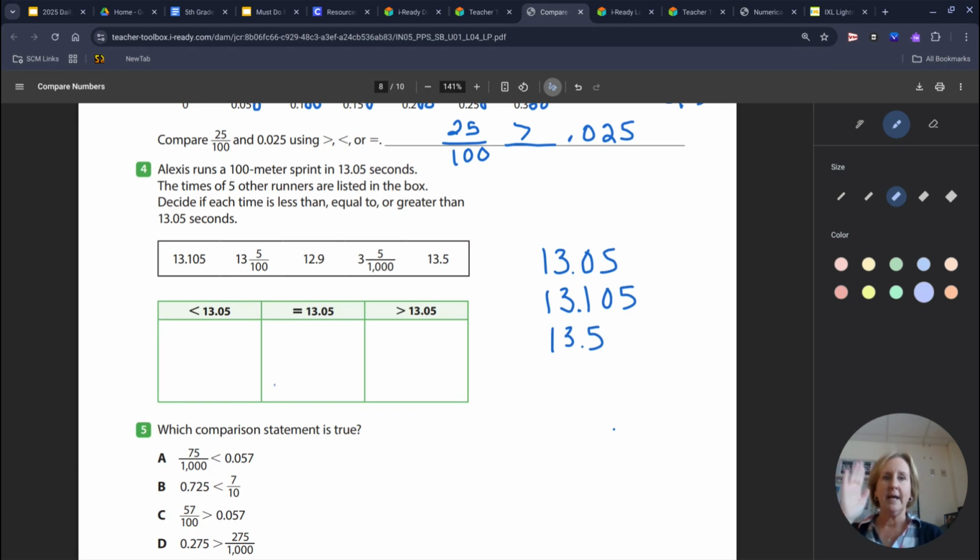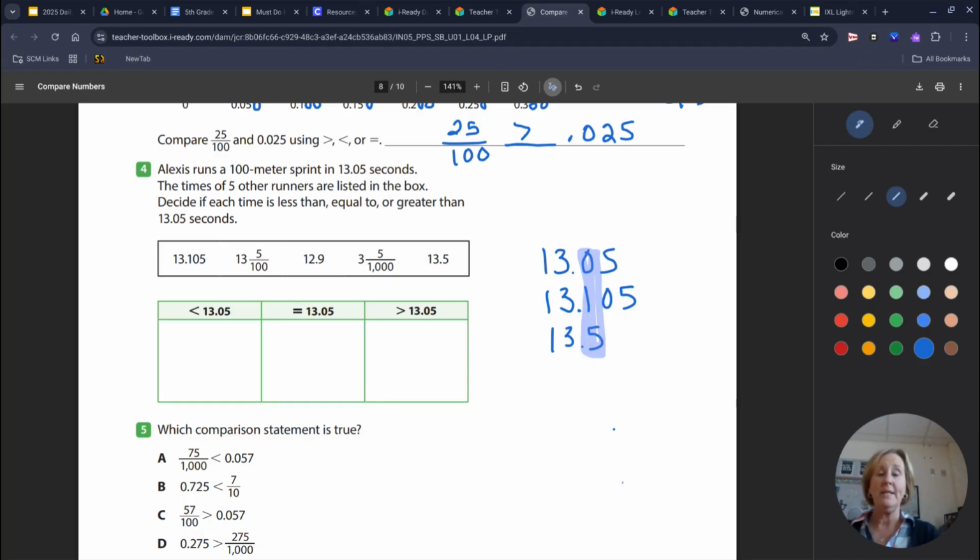I can see that I have ones in my tens, I have threes in my ones, then I have my decimal point, and it's the tenths where I have the difference. See it? Okay, sweet. So 13 and 105 thousandths, that's greater because 1 is greater than 0.